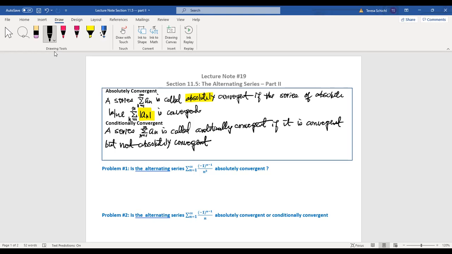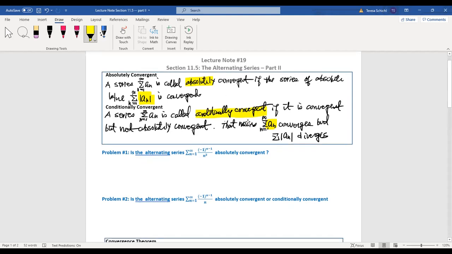That means the summation of a_n, n from 1 to infinity, converges, but if you take the absolute value of a_n, the series diverges. That's why we call it conditional convergence. This one will converge, but if you take the absolute value, it's not going to converge, it diverges. So we call this conditional.